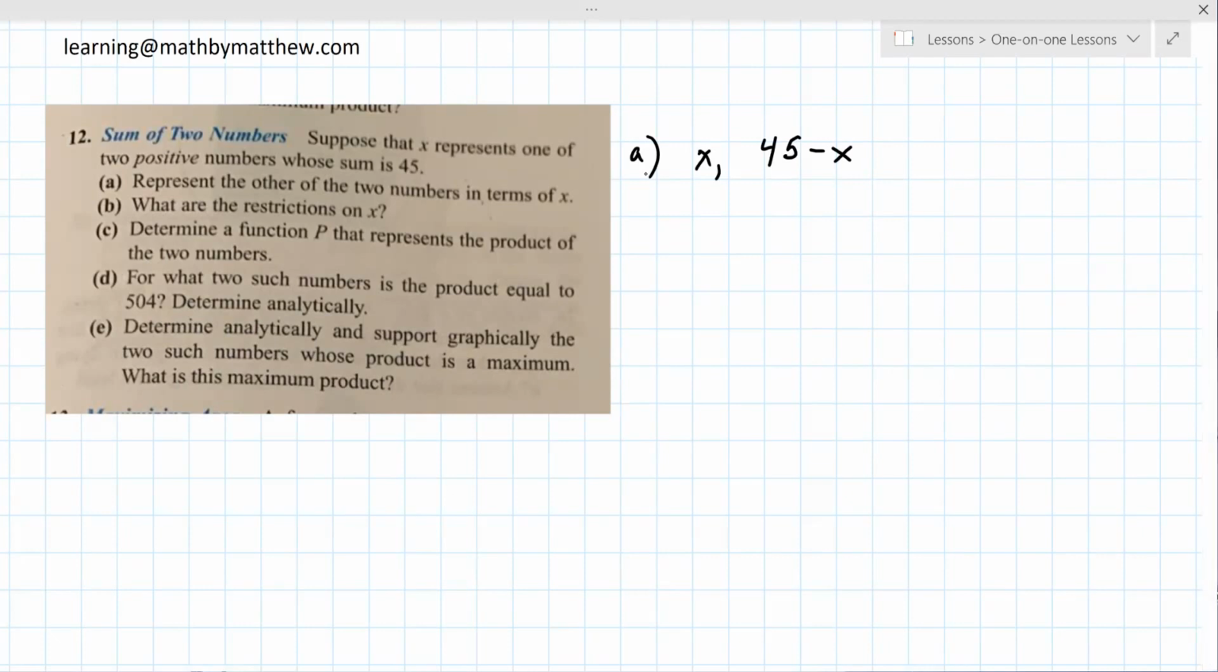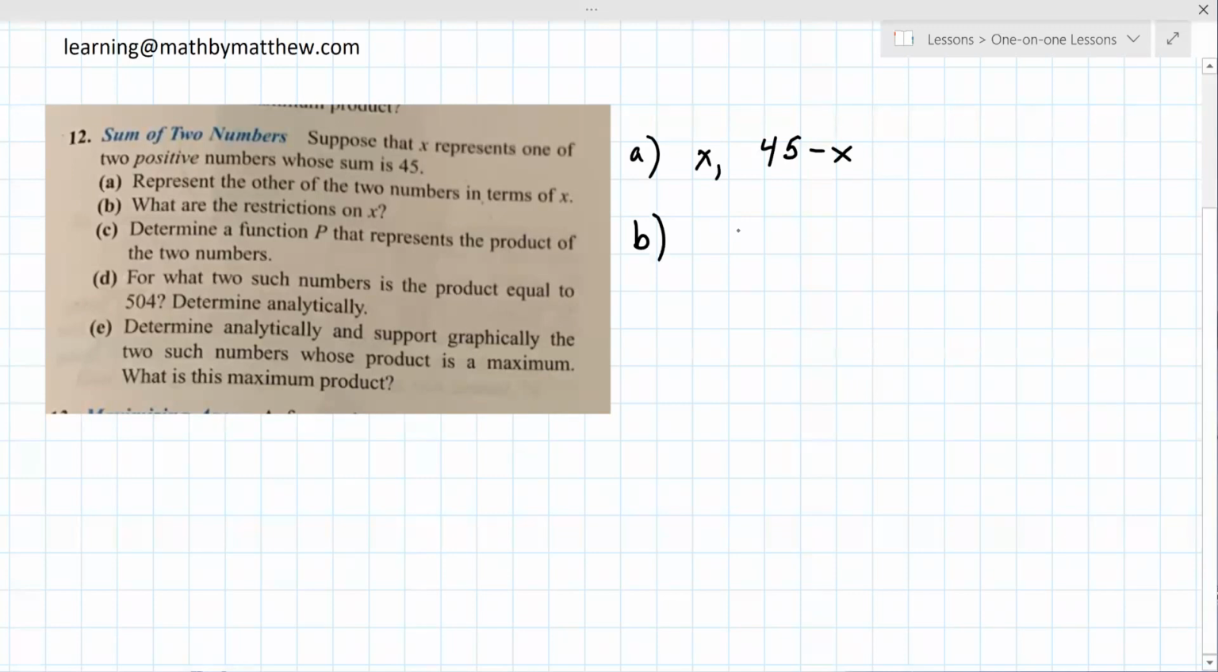So the sum of two numbers is 45. Determine the function p that represents the product of two numbers. Right, but did you get x and 45 minus x for part A? Because that leads to B, and then, oh, C. Okay. So represent the other two numbers in terms of x. I did not get those.